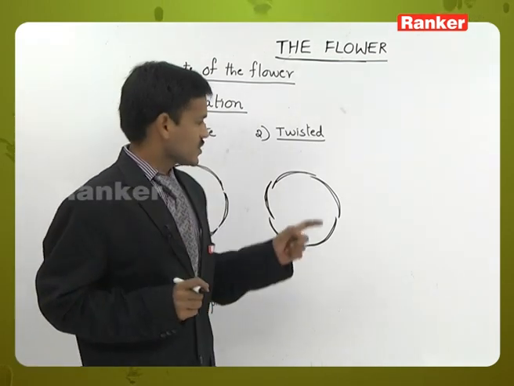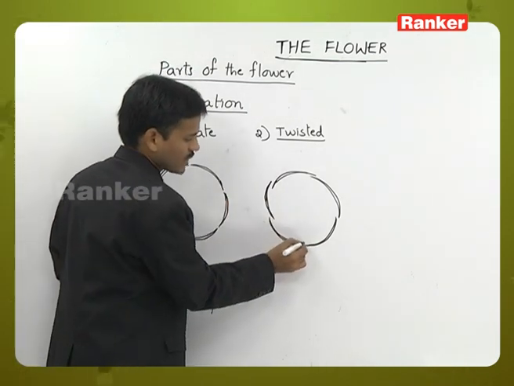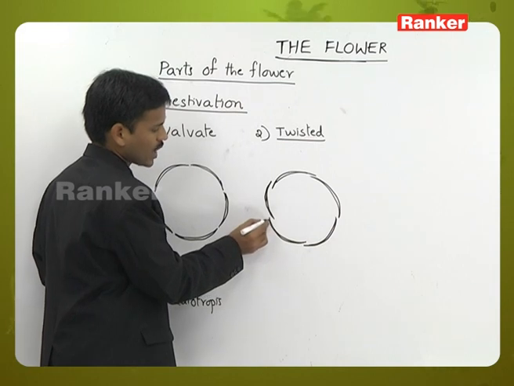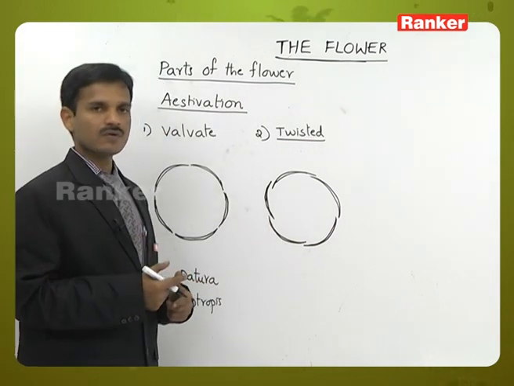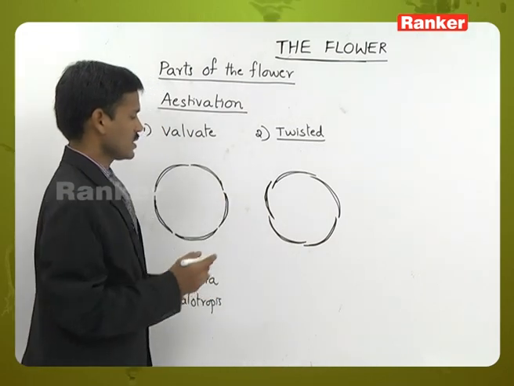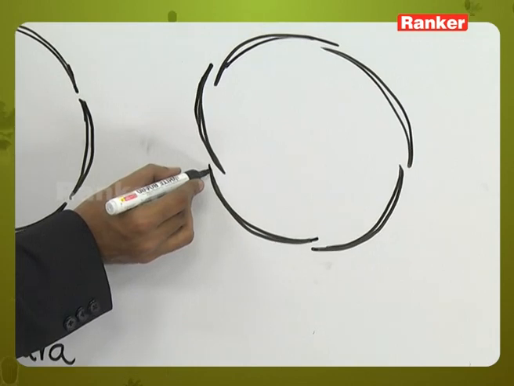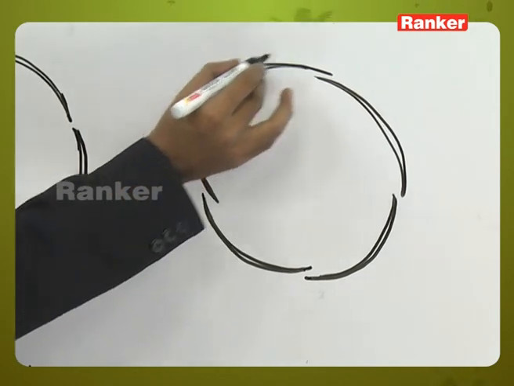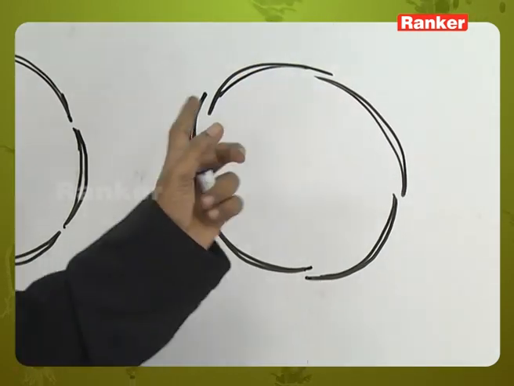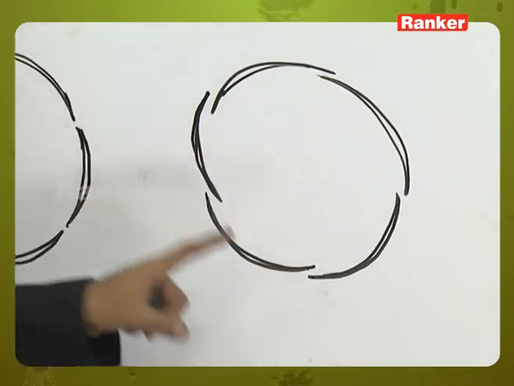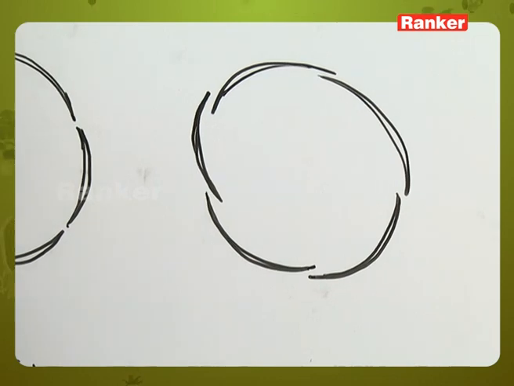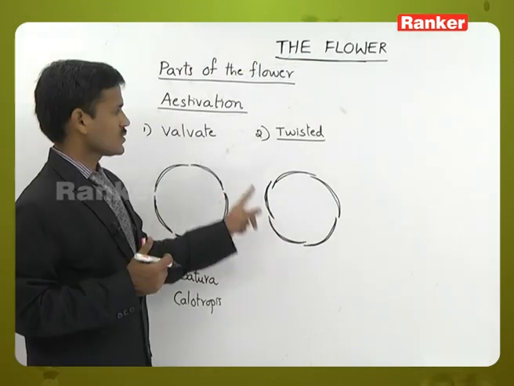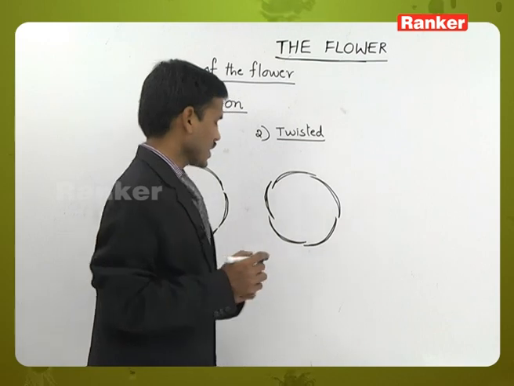In the twisted type of aestivation, one margin is overlapped by the adjacent part and it is overlapping the next one. So it is overlapped by this one and it is overlapping the next one. Here one margin is inside and one margin is outside, and here also one margin is inside, one outside. In all the floral parts, one margin is inside and the other margin is outside, one margin overlapped and the other overlapping. The twisted type of aestivation is observed in hibiscus.